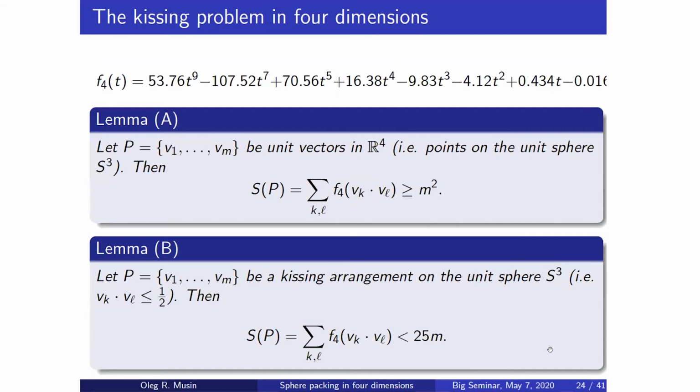The first lemma says the following: suppose we have unit vectors, in other words, points on the unit sphere in four dimensions. We have m vectors, and the following sum is greater than or equal to m squared. Here f sub 4 is this polynomial, applied to the inner product of two of these vectors. It will be a number, right? This sum is greater than or equal to m squared.